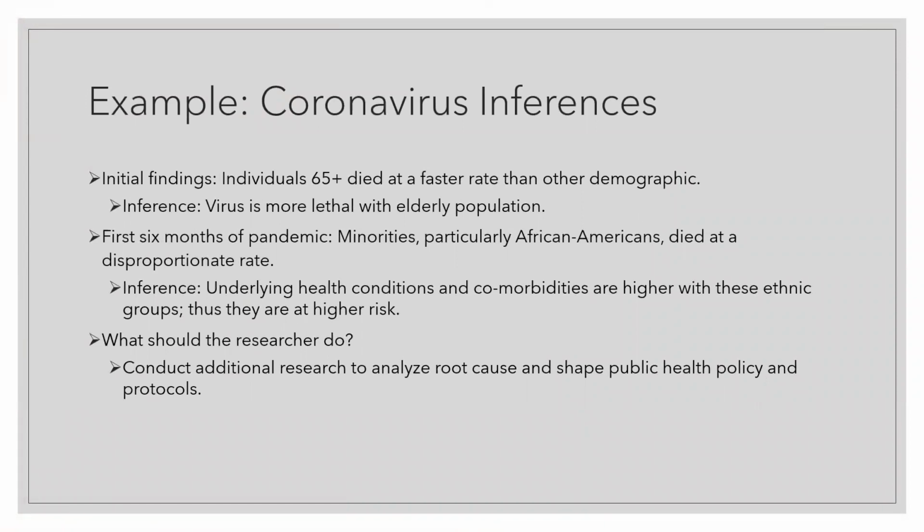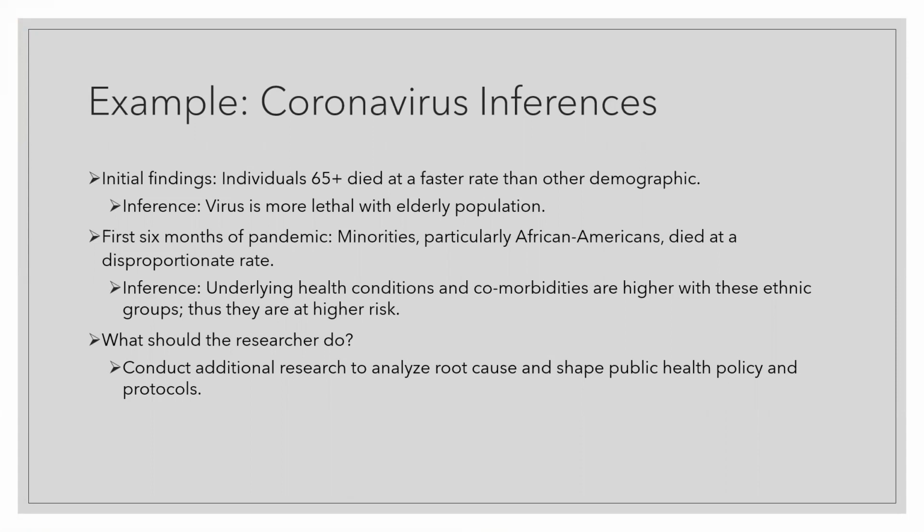So I wanted to provide an example of inference in something more recent, such as the coronavirus. If the research was associated with the likelihood of individuals taking the coronavirus vaccine in the Southeast region, you would have a theoretical framework to justify the approach and development of the relative surveys to collect the hard data. In this particular slide, some of the initial findings, based on a variety of research, include that individuals 65 and older died at a faster rate than any other demographic group. One of the inferences from the data is that the virus is more lethal with the elderly population.